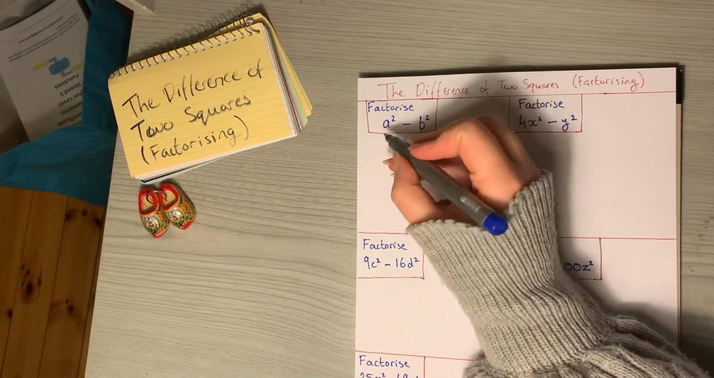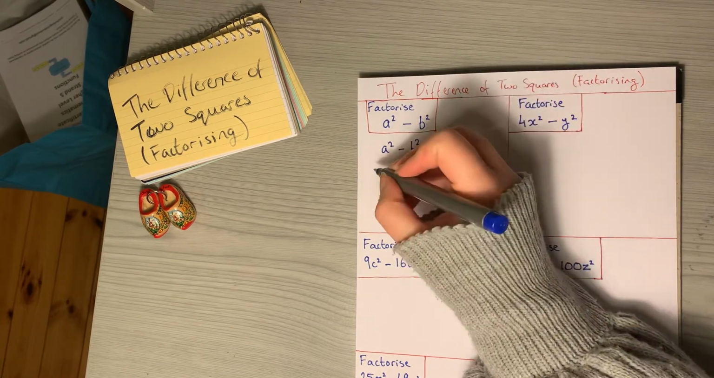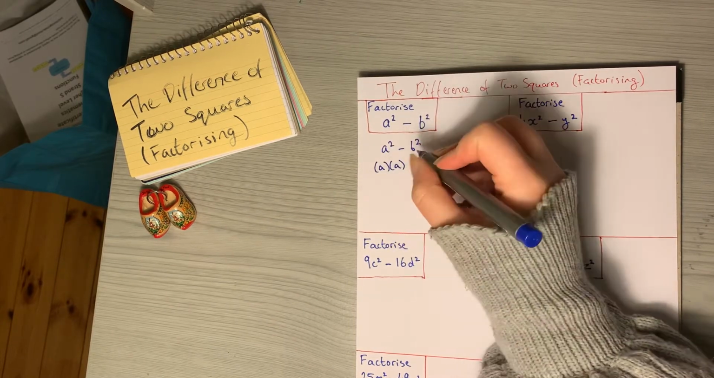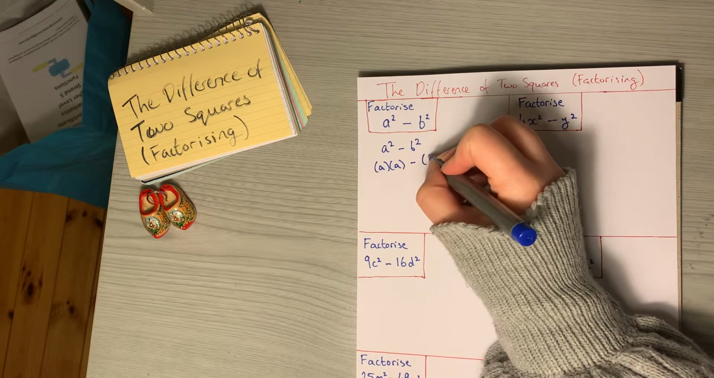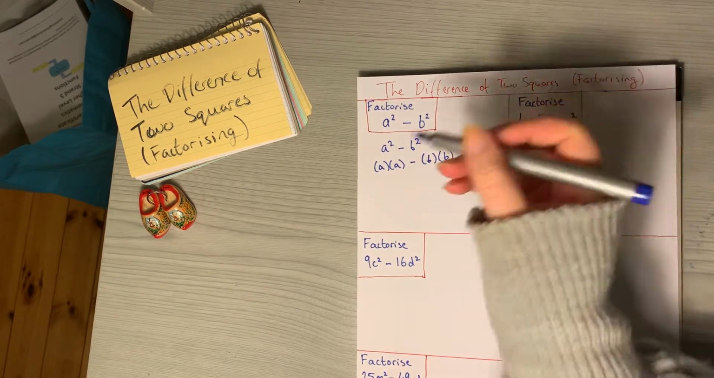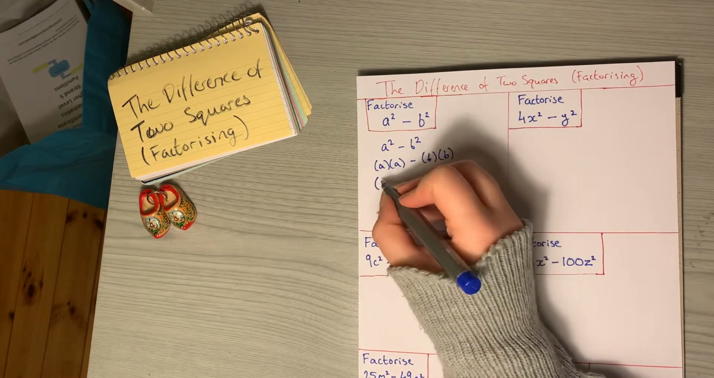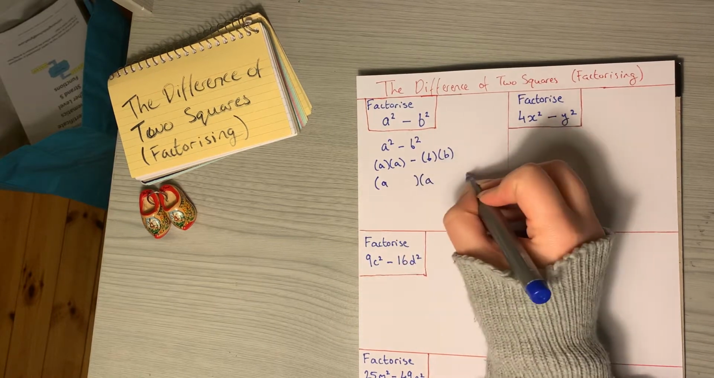So for example, in this one here, a squared minus b squared, we can rewrite a squared as a times a, and then keep our minus, and then we can rewrite b squared as b times b. Okay, and we can throw that in brackets. So both our a's are positive, so we can keep them like that.